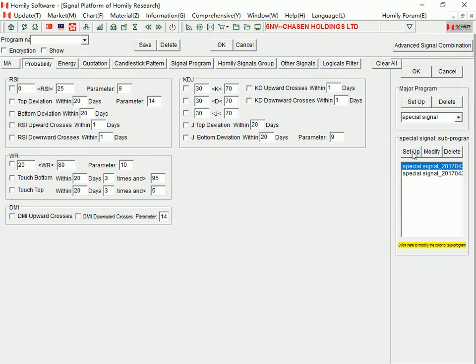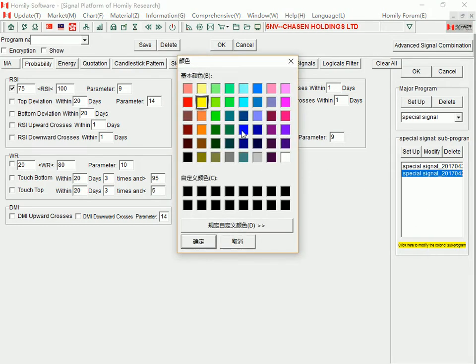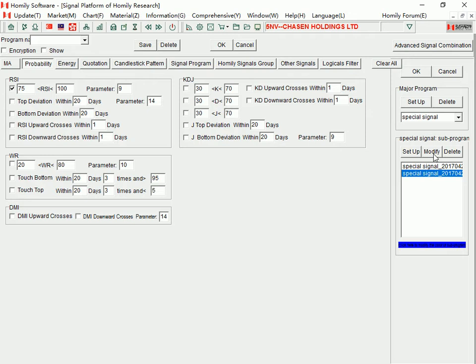Now, this is the important step. We should change the color. If you don't change the color, then you will see the same color. You cannot know when to buy, when to sell. So how to change the color? Click the second one, because this one is for buy low. Then next one is for sell high. We click this color, then click blue color, click OK. Then you should remember to click modify. If you don't click modify, the color will not change. So click modify, then it's okay.